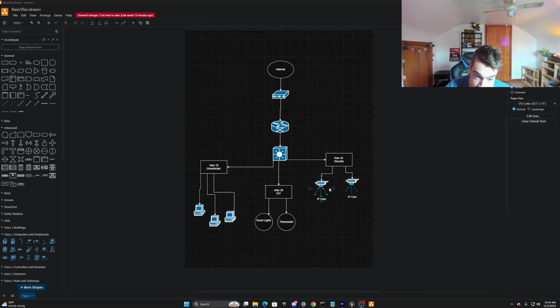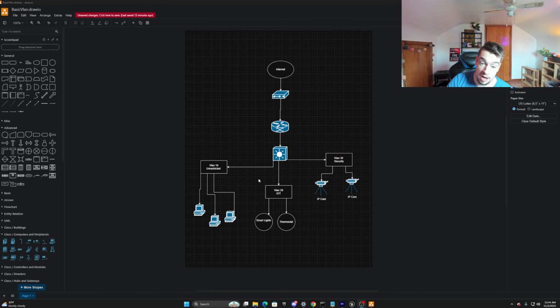I have my camera, right? And my smart lights and my thermostat can talk to my camera. However, the problem with this is in most cases, those light bulbs, they never get a firmware update and they always have vulnerabilities. So we need to mitigate this risk.